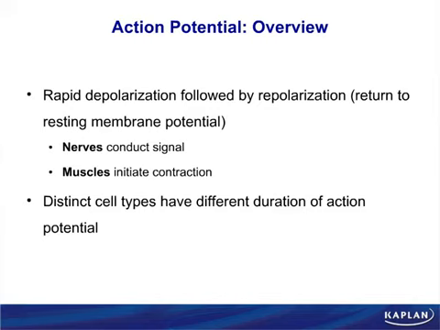Now we're going to take those fundamental aspects and put them into a whole nerve. What we're going to talk about are the key things, the high yield things related to the action potential. Now, an action potential is simply a rapid depolarization followed by a repolarization. Repolarization just means it returns to the resting membrane potential. For nerves, it's to conduct the signal to another nerve or tissue. In muscle, this will initiate a contraction. And as we'll talk about, the different cell types of excitable tissue have different duration action potentials.